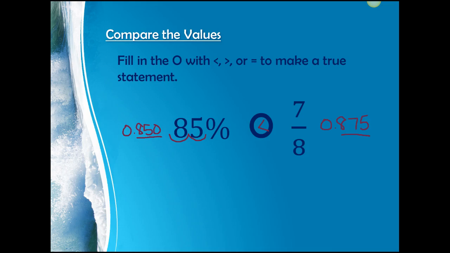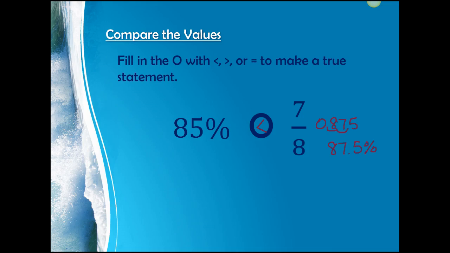You also could have left the original value of 85% and simply turned 7/8 into a percent as well. First we make it the decimal and we move that decimal over 2 places. That gives us 87.5%. 87.5% is the larger value, so we would still get the same answer either way.